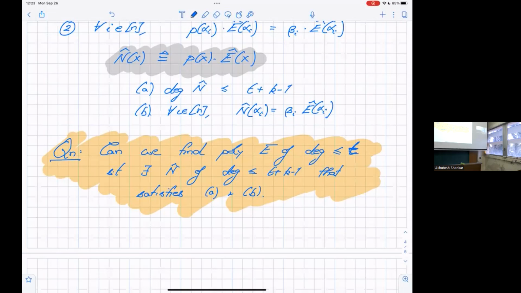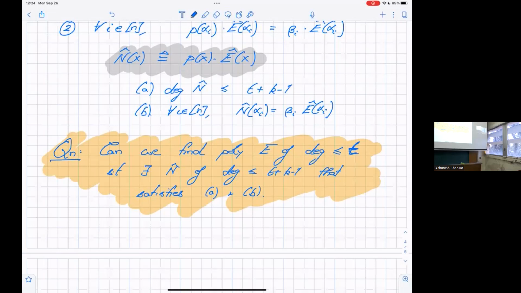So no, they might not be unique. For example, there's no unique E. Certainly, any constant multiple of E is also a solution. I haven't put the condition that E is monic; E hat was monic. But furthermore, notice that any multiple of E hat, as long as the multiple doesn't cross degree T, is also a valid solution.